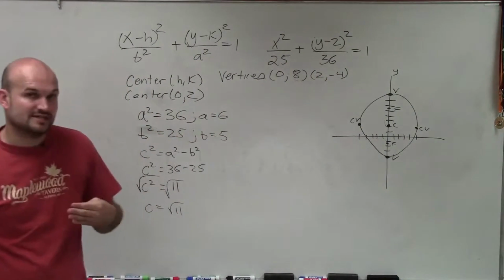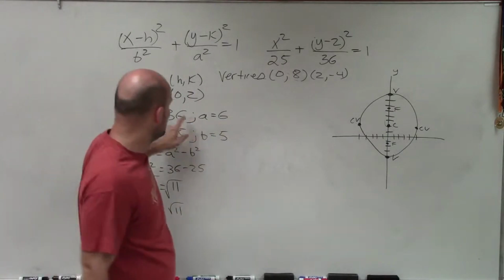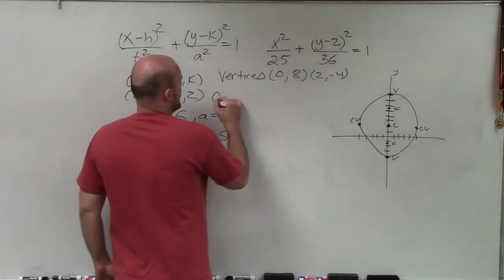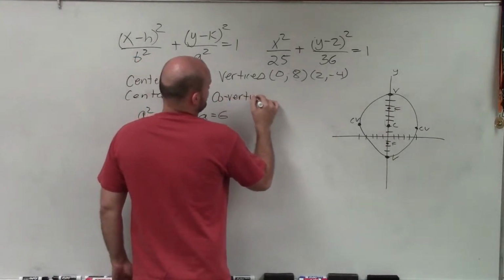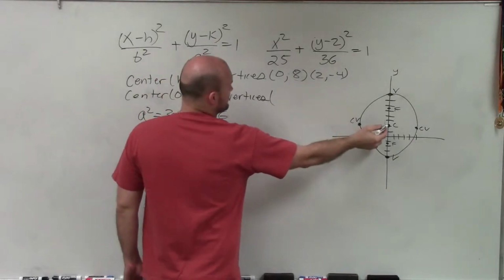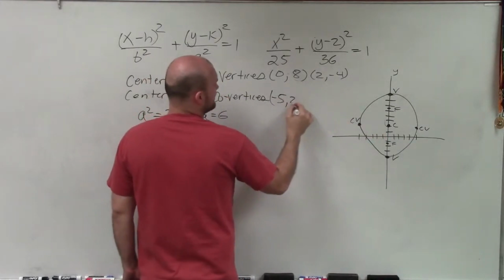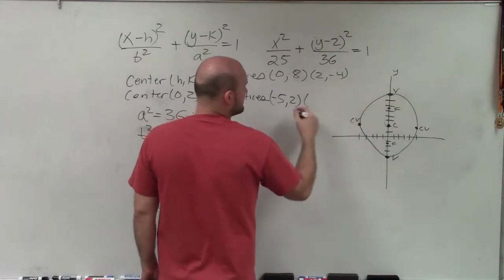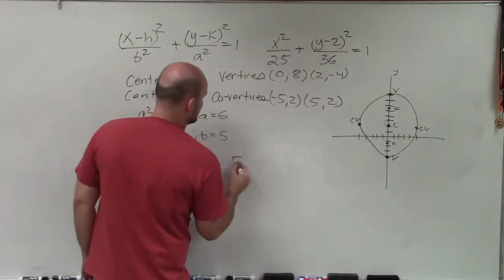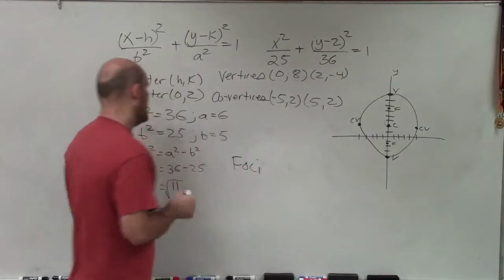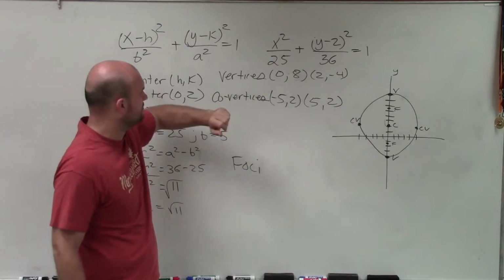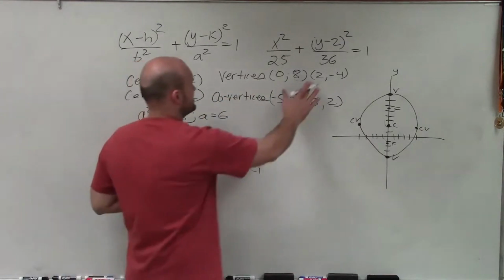Now the 2 co-vertices have the exact same y-coordinate as the center, but now they're just shifted left and right. So my co-vertices are going to be to the left 5, which would be negative 5, 2, and to the right 5, 2. And then the last one, which would be the foci, those are going to be, again, on the same thing with, what did I do wrong? 0, that should be 0.